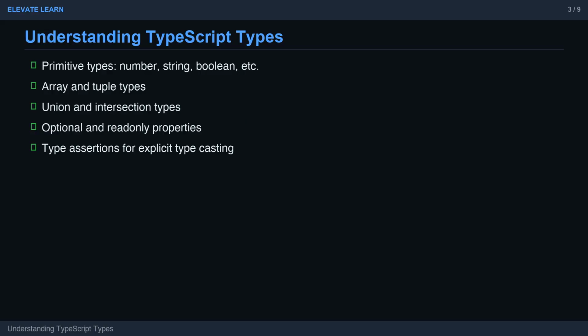Moving on, optional properties allow some fields to be omitted when creating objects, while read-only ensures those values stay the same once set. Finally, type assertions are there when you need to tell TypeScript that your data is of a specific type, even if it doesn't look like it at first glance. This gives us more control and helps catch errors early on.